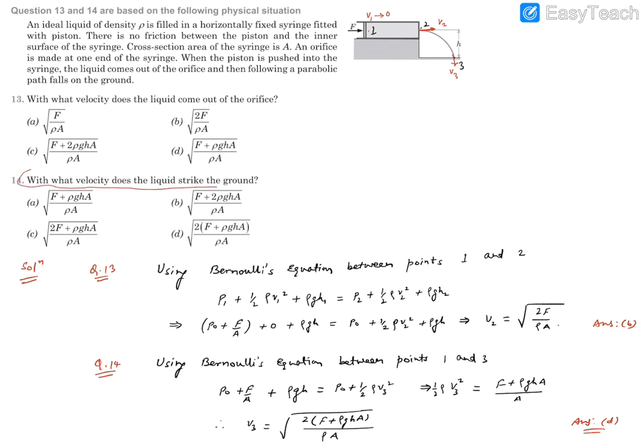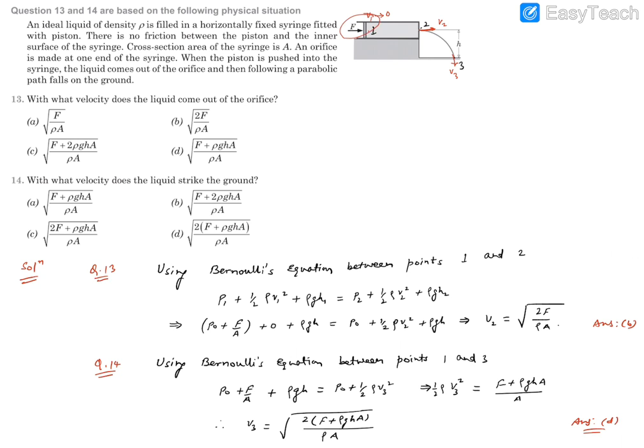14th asks with what velocity does the liquid strike the ground. That means we need to find the v3 value. Again, we can apply the Bernoulli between 1 and 3 or between 2 and 3, or we can go for projectile motion from 2 to 3. So either way we can find it out. Here for question number 14, I have used Bernoulli equation between point 1 and point 3.